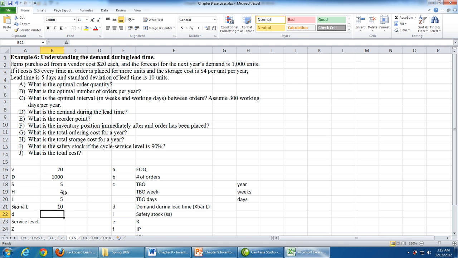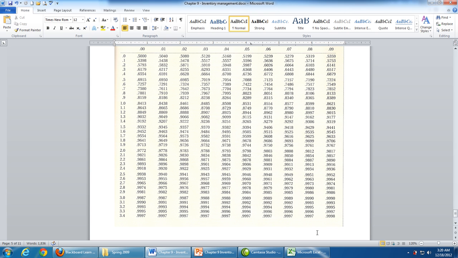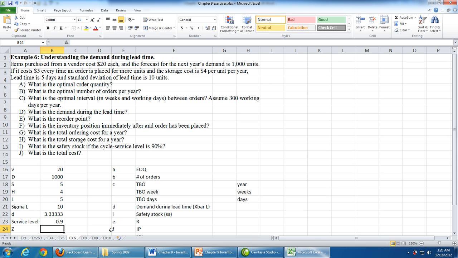Average demand: if the organization has annual demand of 1,000 and works 300 days per year, average demand is 1,000 divided by 300 days per year. The service level is 90%, or 0.9. To convert the service level into a standard deviation value, we use the normal distribution. At 90%, the Z value is about 1.28. So we convert it to 1.28.